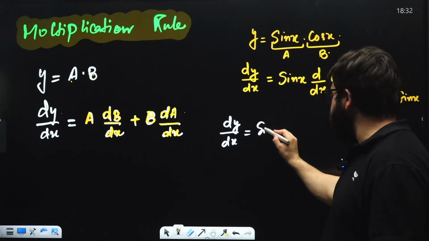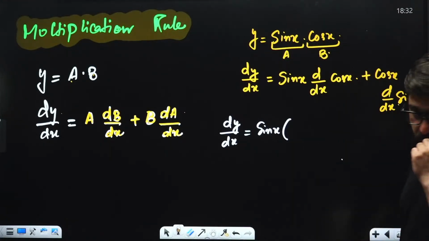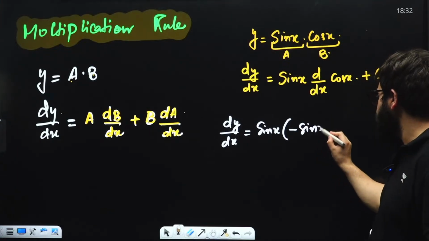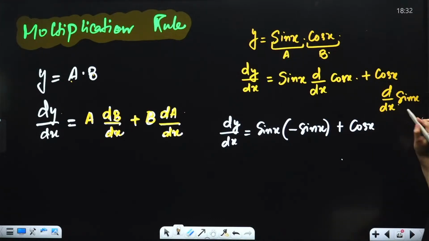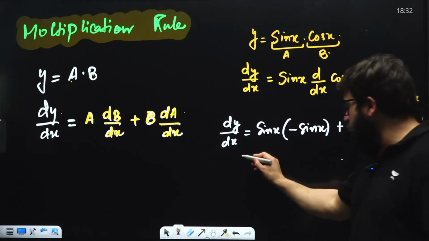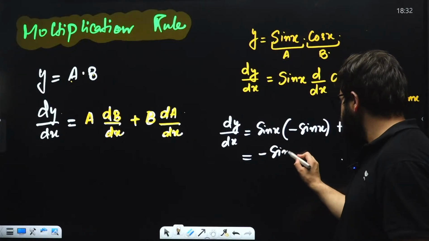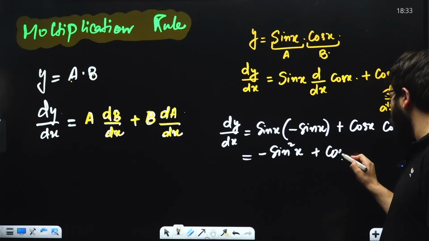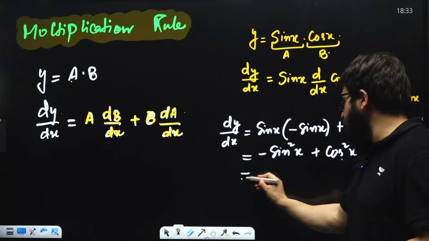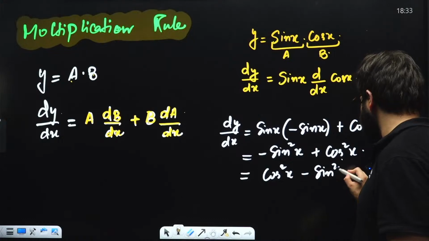So I'll keep this as sine of x. Differentiation of cos x is, what is the differentiation of cos of x? Minus sine of x. And then plus cos of x. Differentiation of sine x is cos of x. So I can write over here, this minus will come out, sine x into sine x is minus sine square of x. Then plus cos x into cos x is cos square of x. So I can write it something like this, cos square of x minus sine square of x.